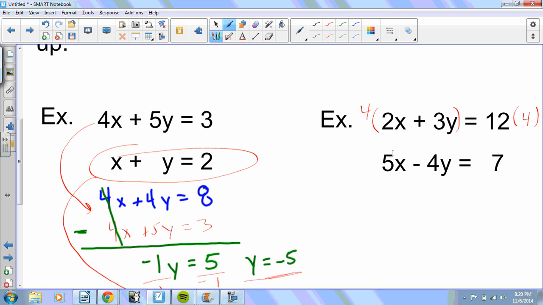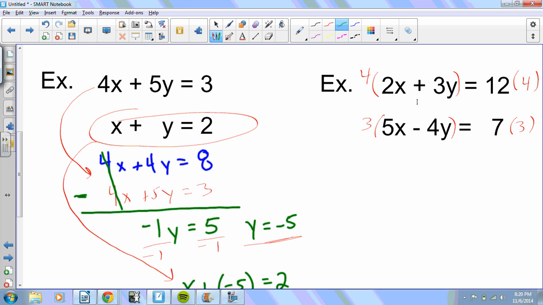Over here, what do you have to multiply 4 by to get 12? Well, the answer is 3. So I'm going to multiply the bottom equation by 3. And make sure you multiply both sides. All right, so that gives us 2 new equations. Distribute and multiply here, and I will get 8x plus 12y equals 48. Okay, there's one of our problems. The bottom will give me 15x minus 12y equals 21.